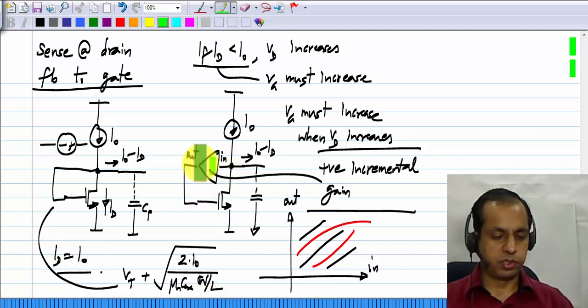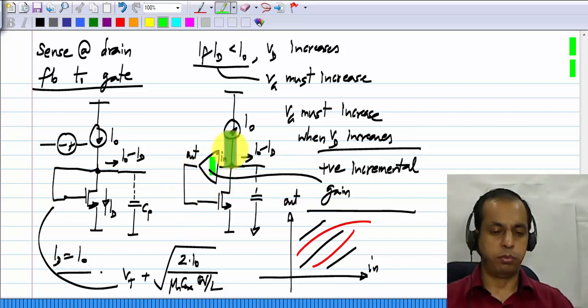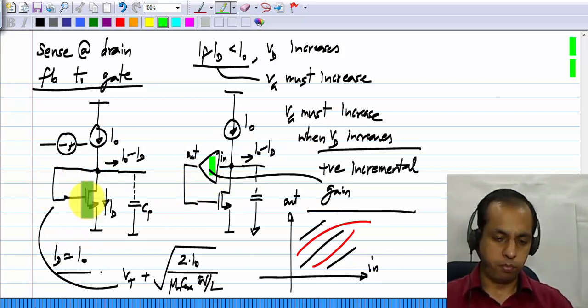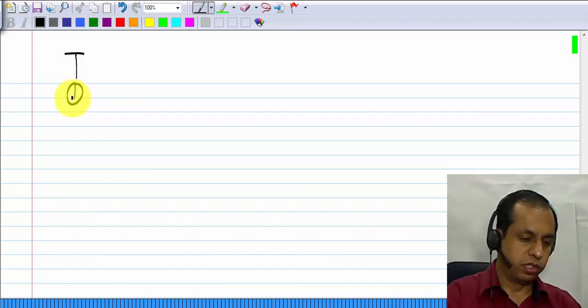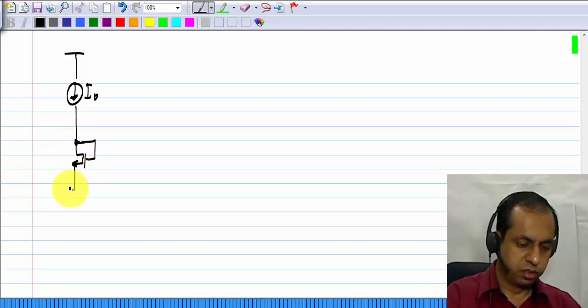Because sometimes what is in this could be quite complicated. Okay, so that you understand exactly how the biasing is done. Now let's see other possibilities of realizing common source amplifier using this kind of bias. Okay, let me redraw this with the MOS transistor turned this way.